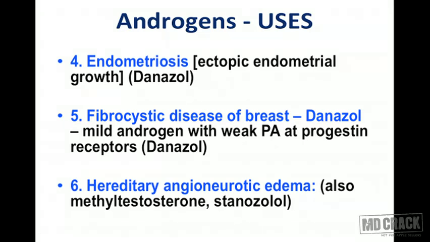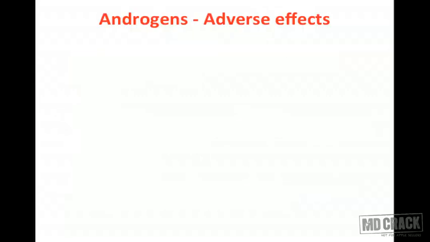The next use for androgens is hereditary angioneurotic edema, and you can also use methyl testosterone or stanozolol. I'm reminding you, stanozolol was an anabolic steroid. It's useful in hereditary angioneurotic edema. Let's come to discuss the adverse effects now.